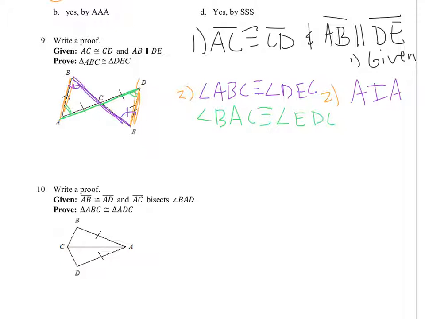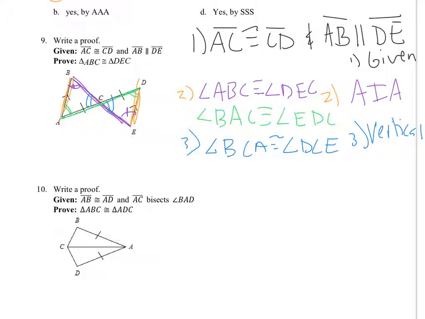Now the other thing that you could say in this picture is that I also have a pair of vertical angles. So I could also say, and you need to make sure that you use 3 letters for this, angle BCA is congruent to angle DCE because of vertical angles. Now here's where you could do either all 3 of these or just 2 of these. And now I can say the 2 triangles are congruent.